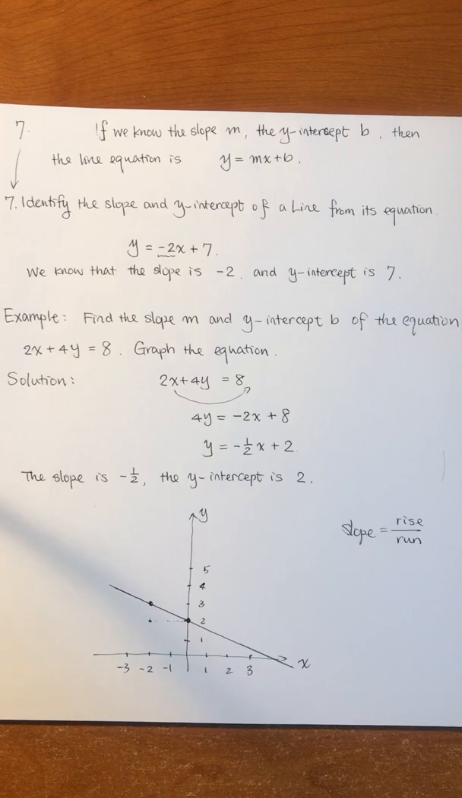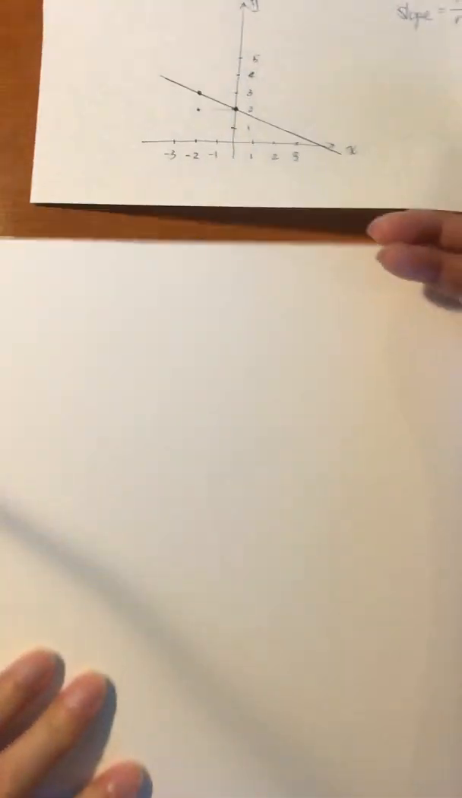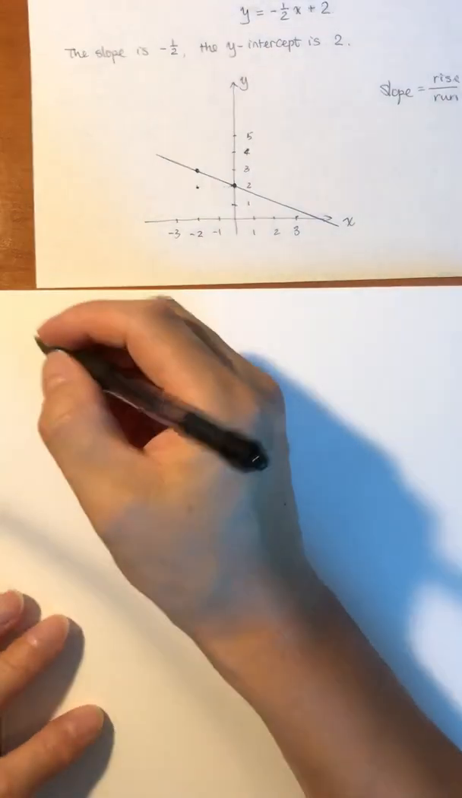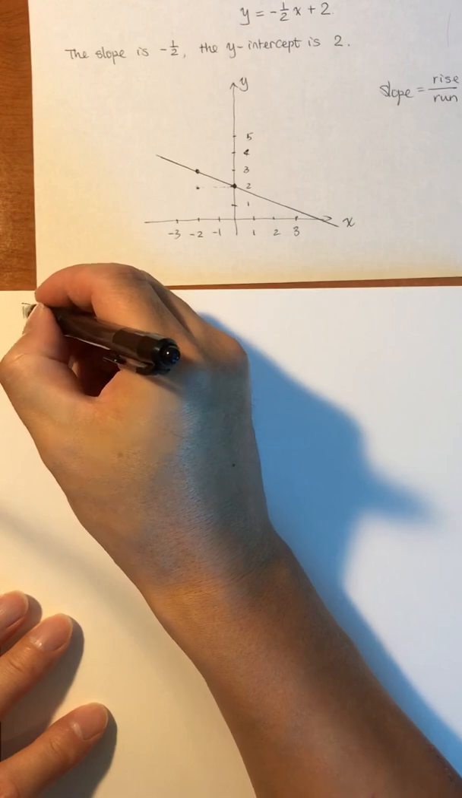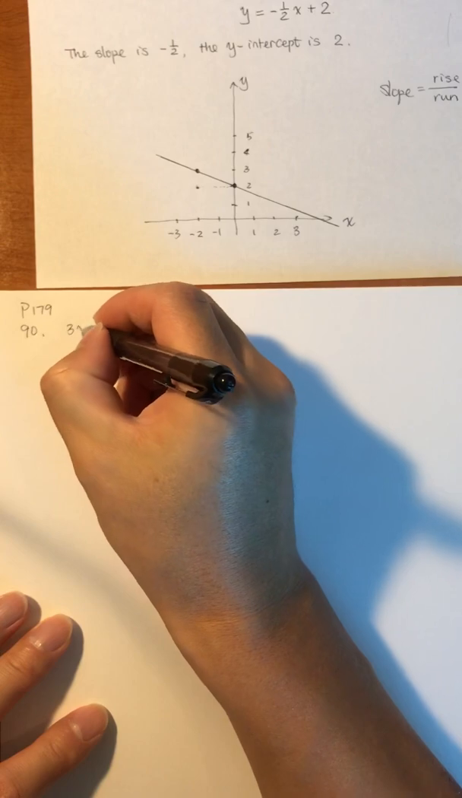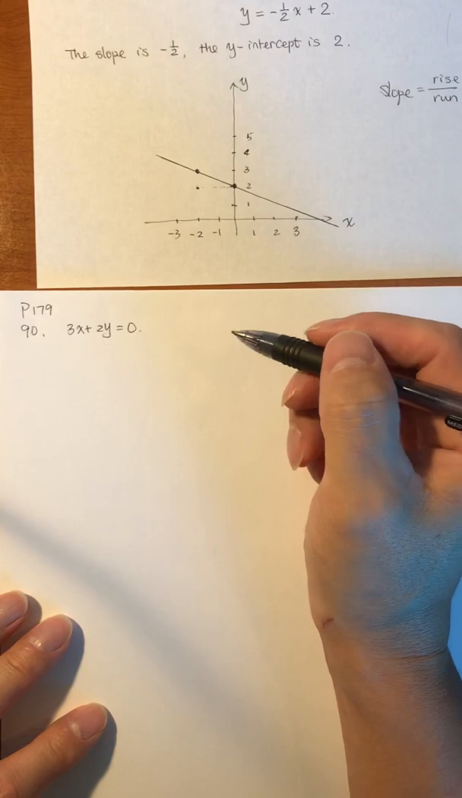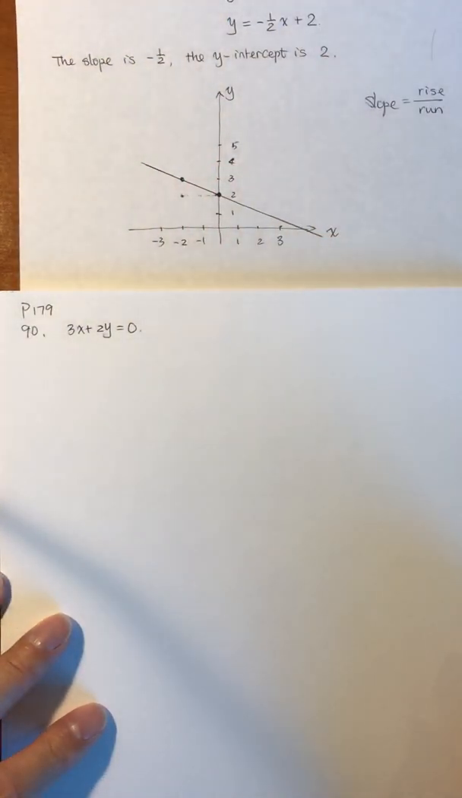Let me see if we have another. Yeah, let's do another one. For example, on page 179, problem 90, we have 3x plus 2y is equal to 0. We're looking for the same thing: the slope and the y-intercept.